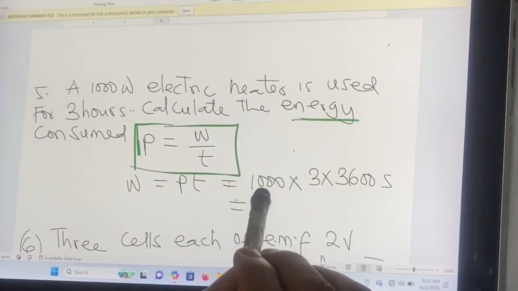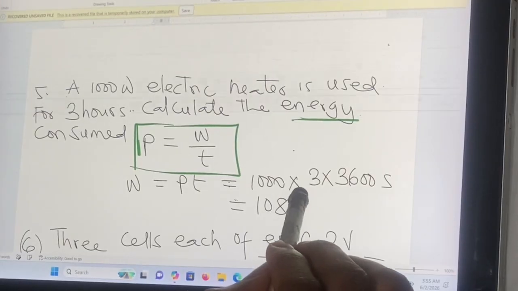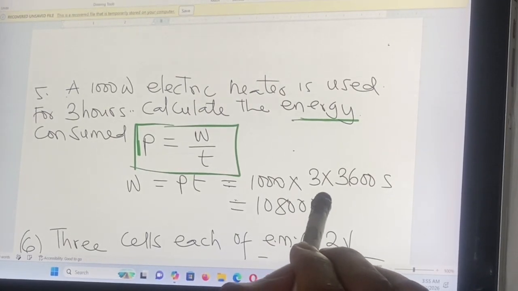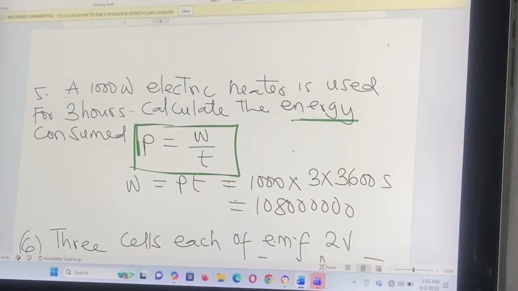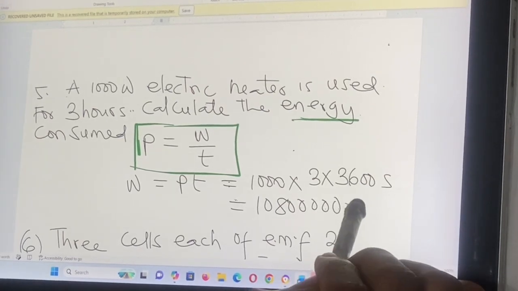Okay, class, when you punch your calculator, I will have this to be 10800000, in watts. I guess so.